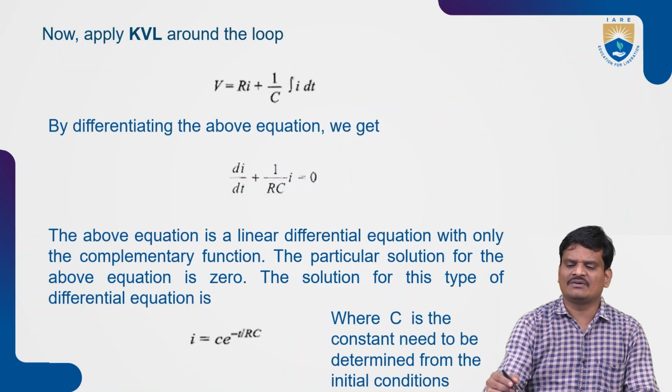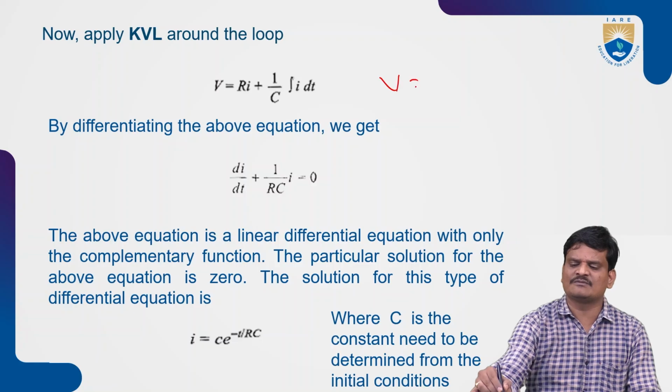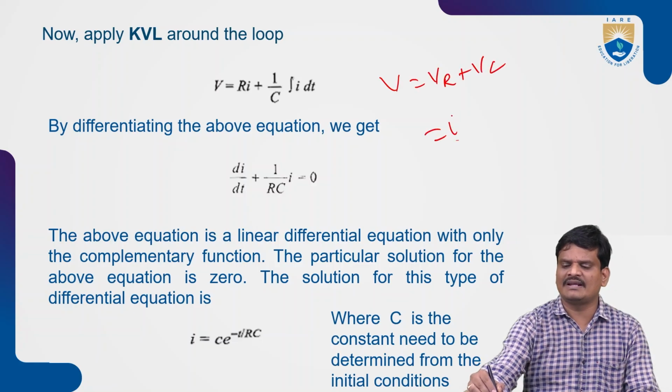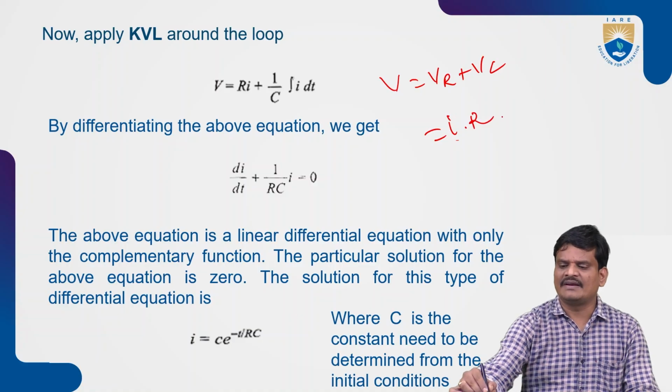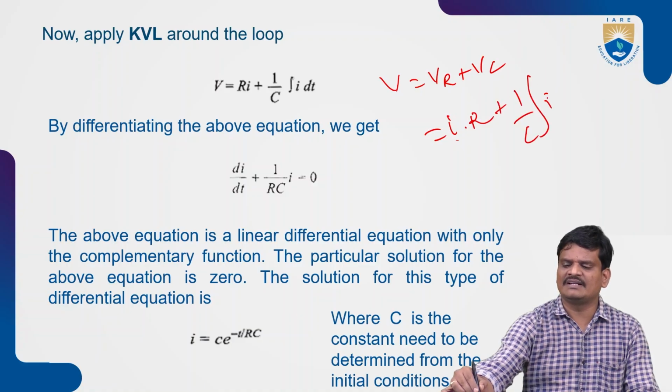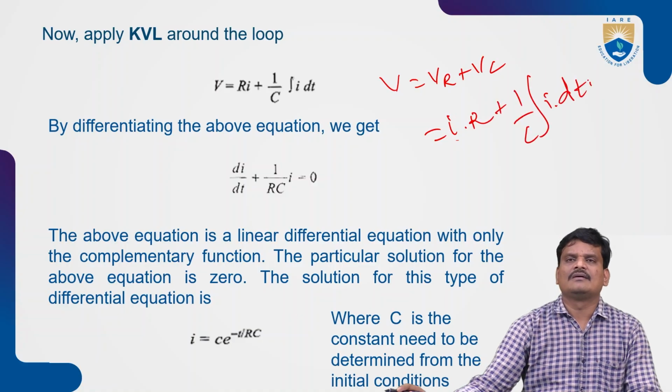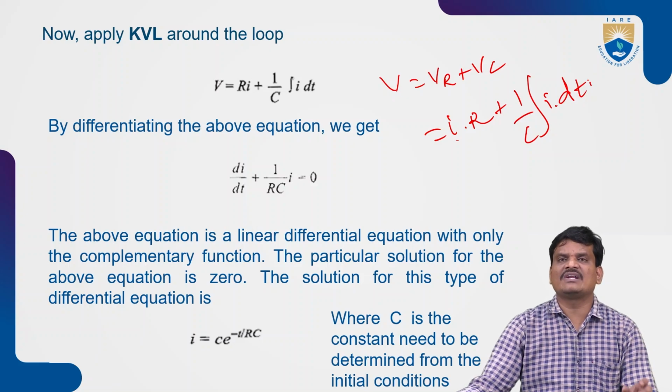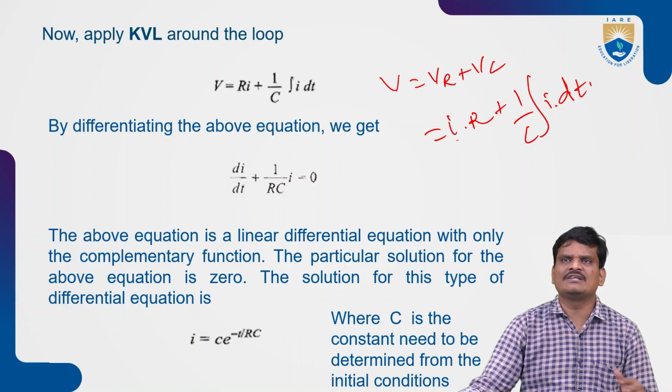Now by using that particular expression, I am trying to rewrite the expression as V equal to VR plus VC. Just substitute the value of VR as I into R and VC as 1 by C integration of I dt. So this is the expression I got for the total voltage: IR plus 1 by C integration of I dt. Now what is my ultimate goal?